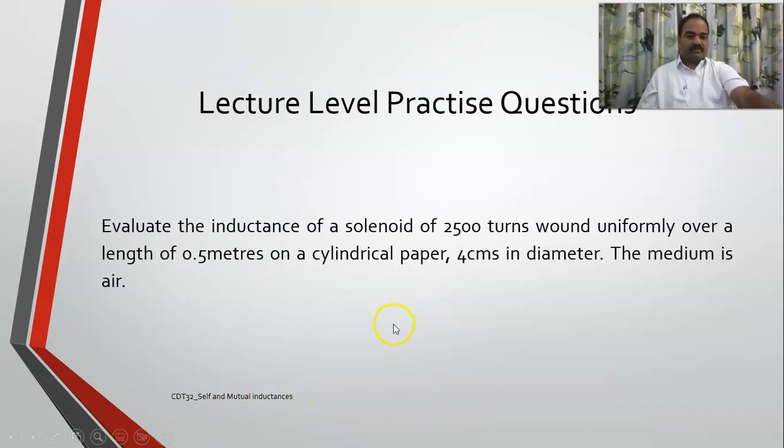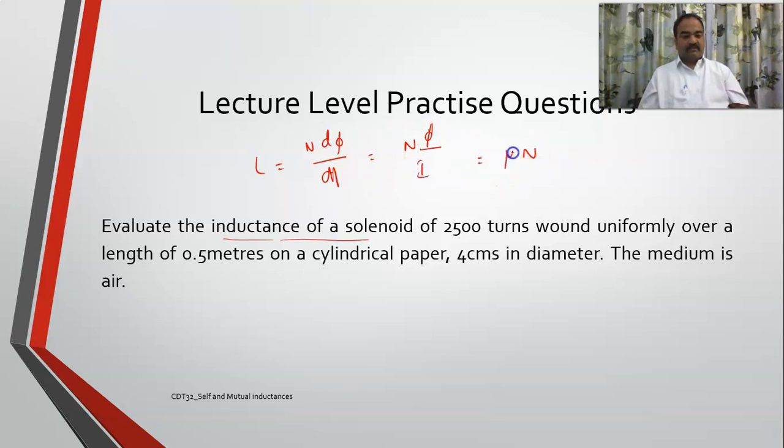Try to solve this particular problem. In this one, determine the inductance of the solenoid. You know the inductance of a solenoid: either you can use N d phi by di, or if phi is constant, then you can use N phi by I. Or if you have the area of cross section and length, you can utilize this formula for determining the inductance.